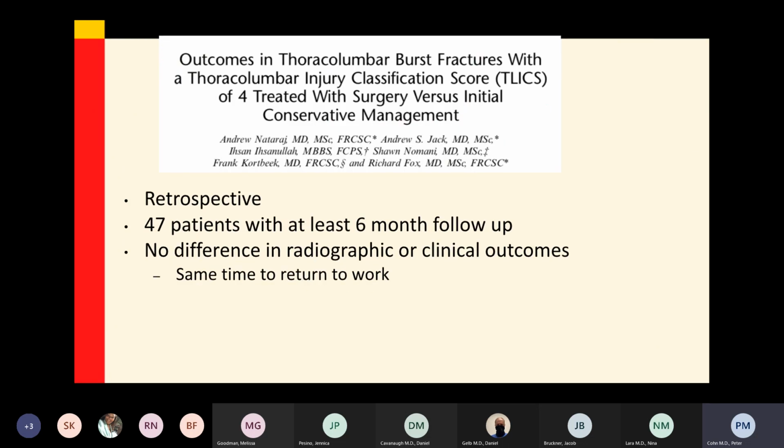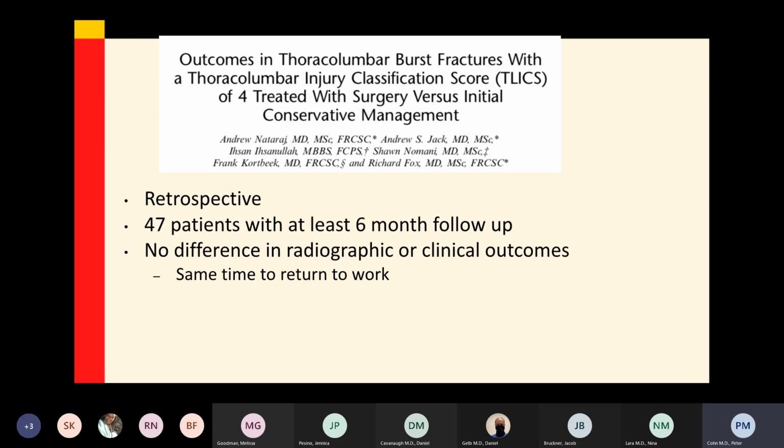This was just another similar study, only 6-month follow-up, maybe not the best data, but they interestingly looked at all their patients who had a TLICS score of 4, and they did a retrospective review comparing the patients who were treated non-operatively and the patients who were treated operatively. So they had 47 patients with 6-month follow-up.